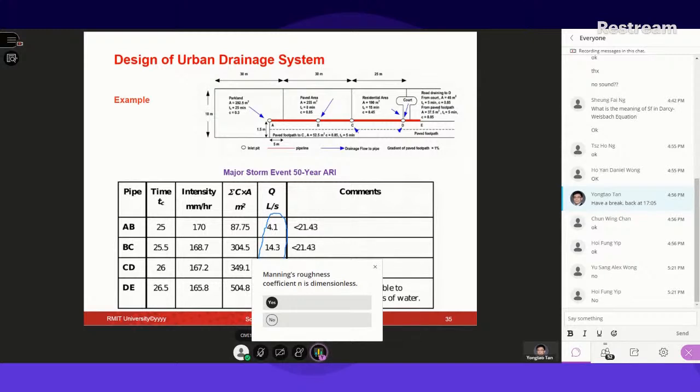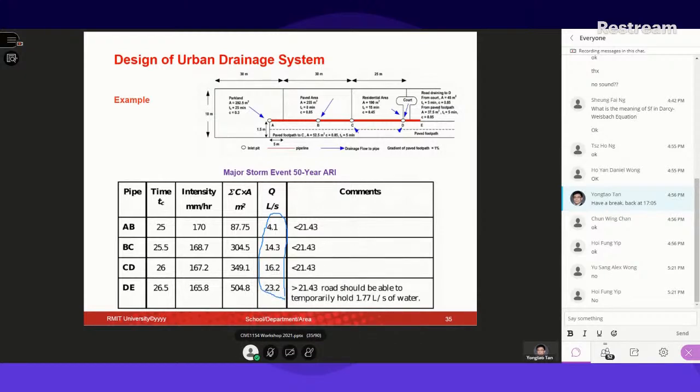So actually, this is a true or false question. The coefficient is not dimensionless. This Manning roughness coefficient has a unit.